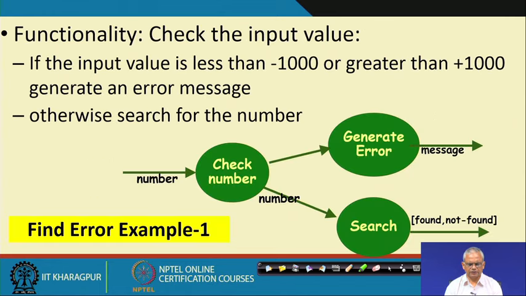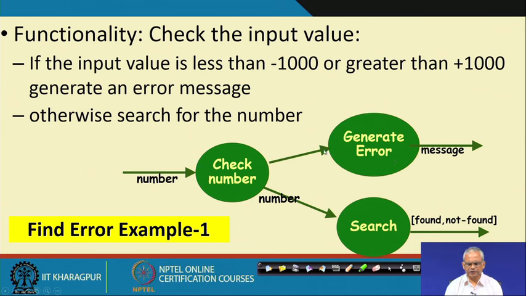Just to give an example, let us say we have a developer who has drawn this diagram: check number, and for check number, if the number is valid, that is between -1000 and +1000, then the number is searched here. So, search is another function, the number is passed on to the search, which generates one of these messages, found, not found. Whereas, if it is not a valid number, it generates an error message, and that is the function to generate the error message, produces the message.